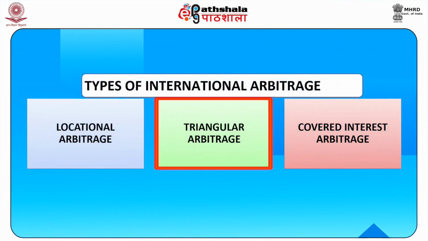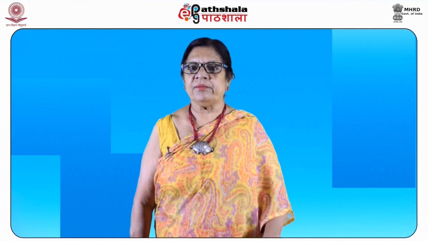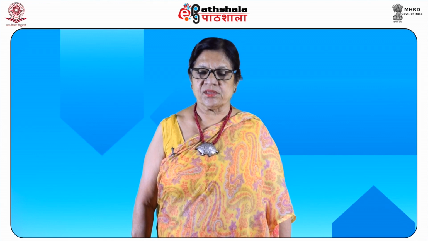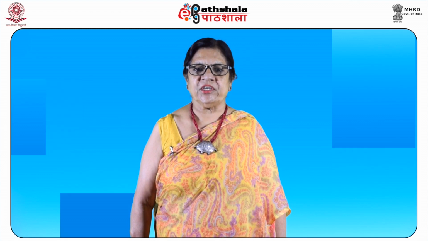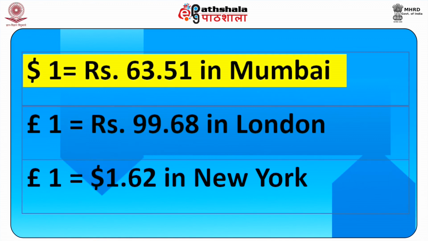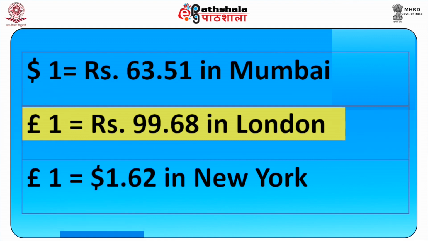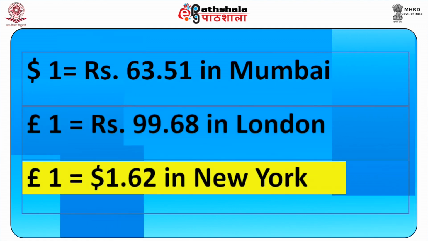Triangular arbitrage. Triangular arbitrage is also known as three-point arbitrage, as there are three currencies involving three markets. For example, the following are three quotes in three foreign exchange markets. $1 is equal to rupees 63.51 in Mumbai. Pound 1 is equal to rupees 99.68 in London. And pound 1 is equal to $1.62 in New York.